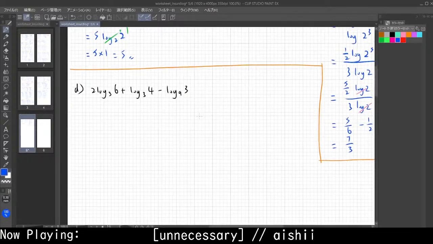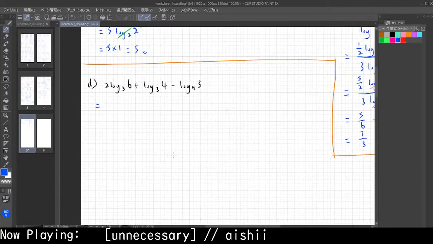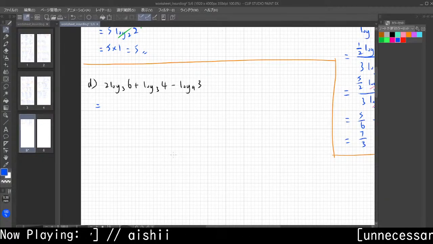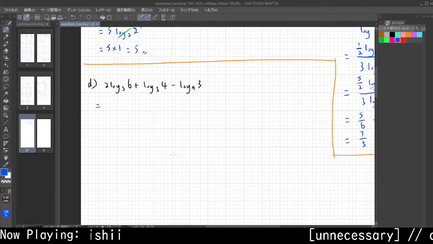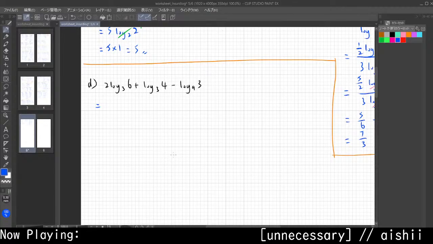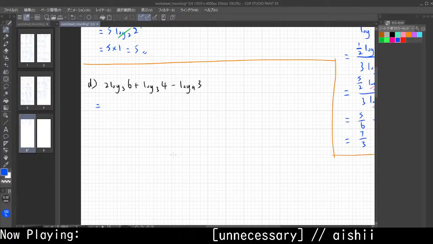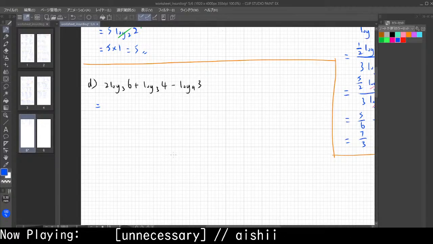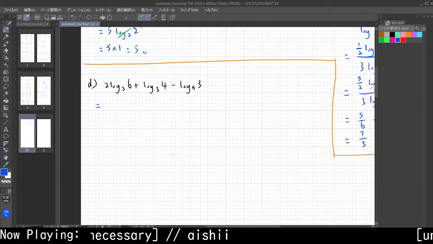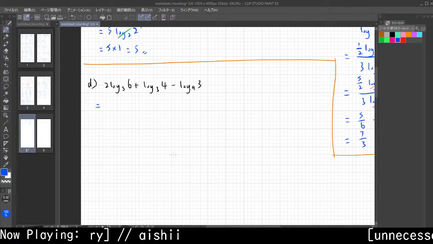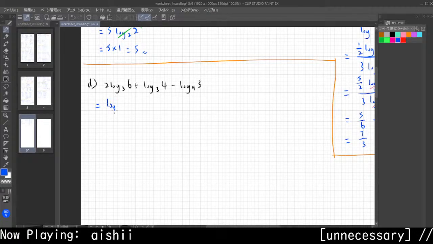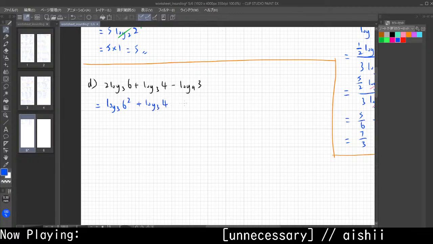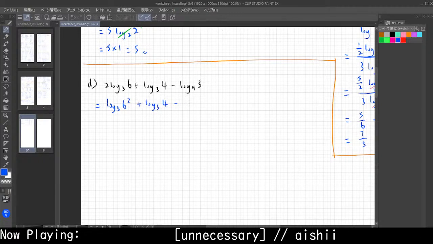Okay, so this thing, you see base 3, base 9. 3 and 3 are the same, so you can combine them first. But if you want to combine 2 logs together, you want to make sure that there is nothing in front of the log. So any numbers in front of the log, just bring up to the top to become the power. So you get log base 3 6 squared plus log base 3 4 minus this thing.